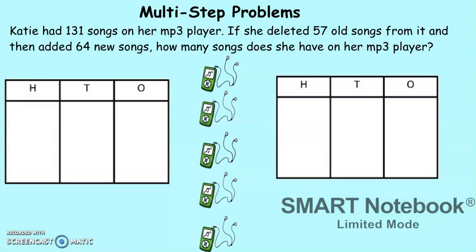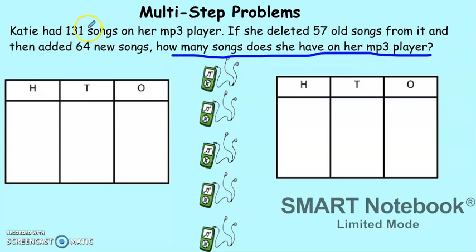Okay, our next multi-step problem says Katie had 131 songs on her MP3 player. That's a lot of songs. If she deleted 57 old songs from it and then added 64 new songs, how many songs does she have on her MP3 player? So this is a multi-step, right? We have a few steps we need to solve this problem. So first we need to know, what are they asking us? They're asking us how many songs does she have on her MP3 player?